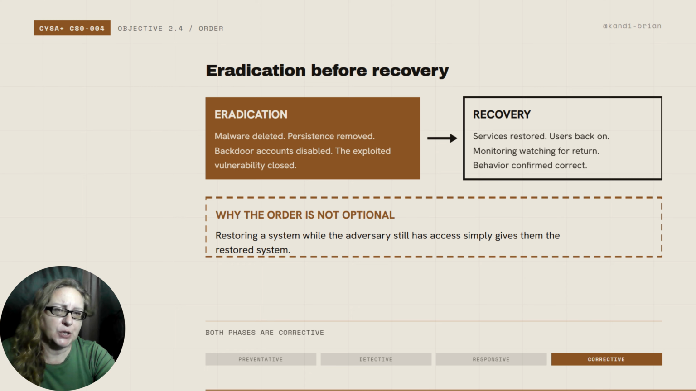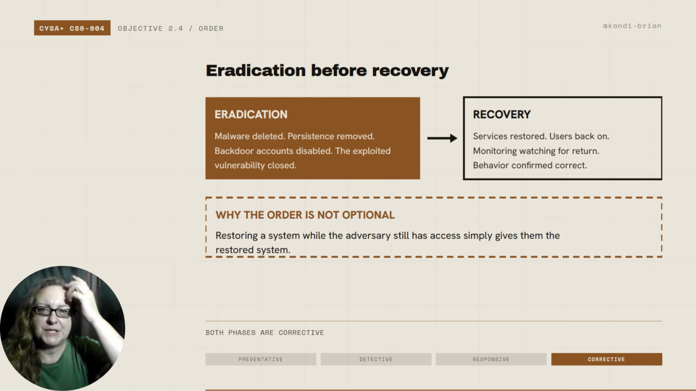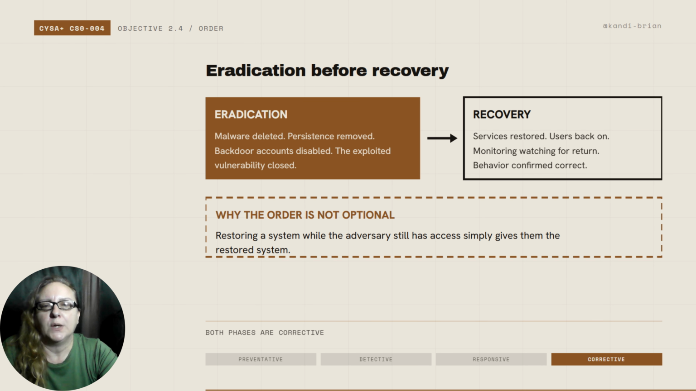The incident lifecycle splits corrective work into two phases. The exam will use both words. Eradication removes the adversary and their artifacts from the environment. Malware deleted, persistence removed, backdoors disabled, and the exploited vulnerability closed. Recovery returns systems to normal operations and confirms they're behaving correctly. Services restored, users back on, monitoring, watching for return. Eradication before recovery is the required order. Eradication, then recovery, because restoring a system while the adversary still has access simply gives them the restored system. So both phases are also corrective.